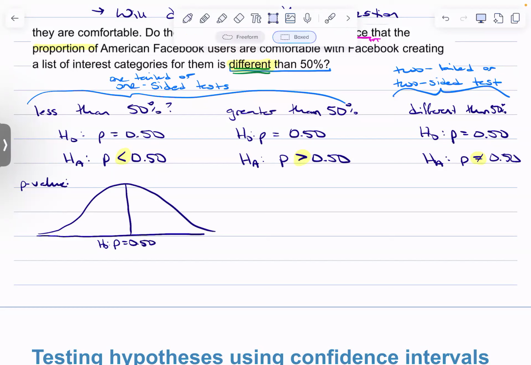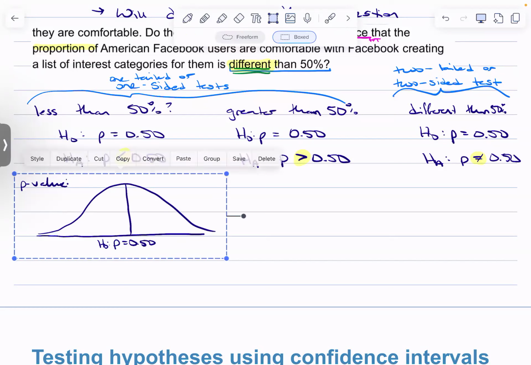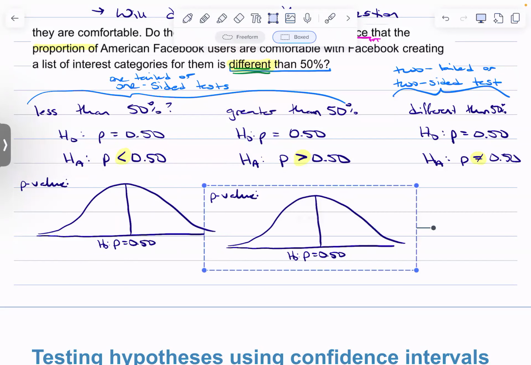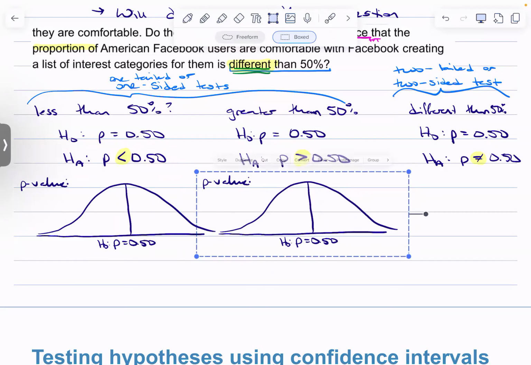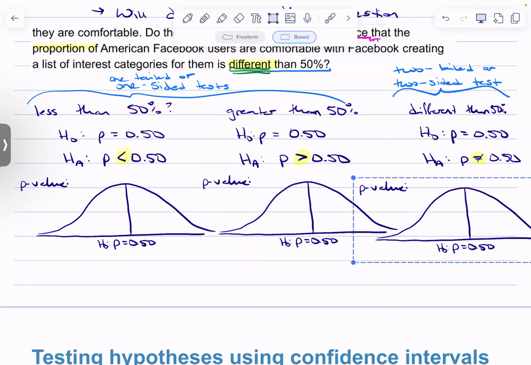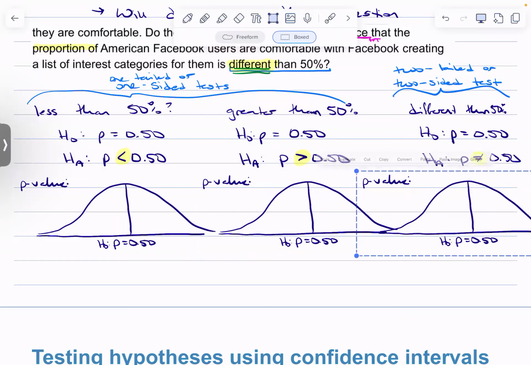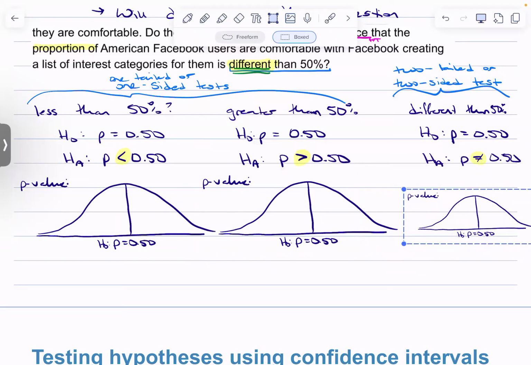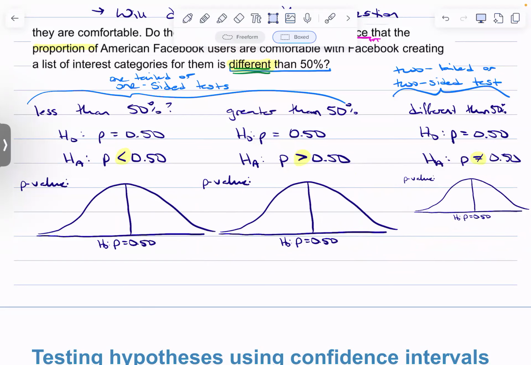In fact, can I copy this? Copy pasta. This one can be smaller because we already did it. So they all look the same.